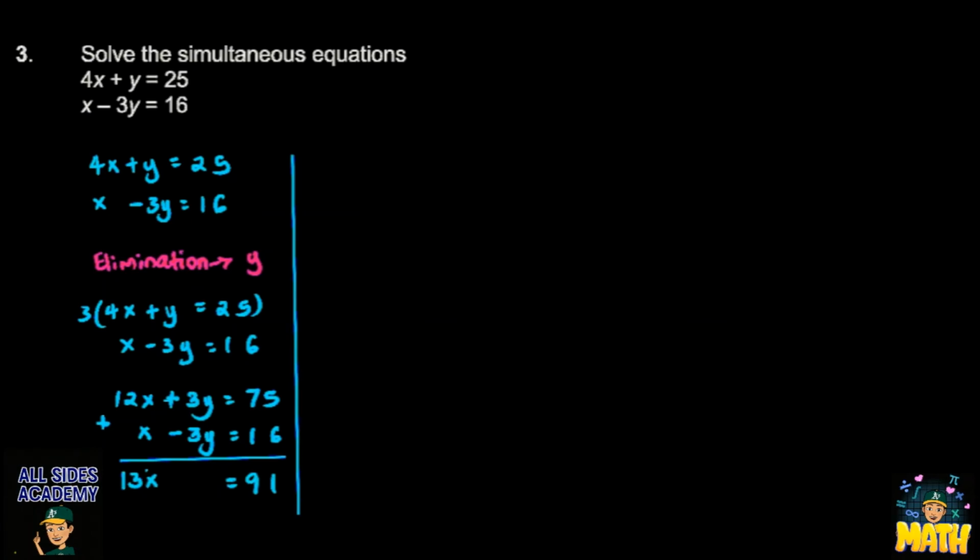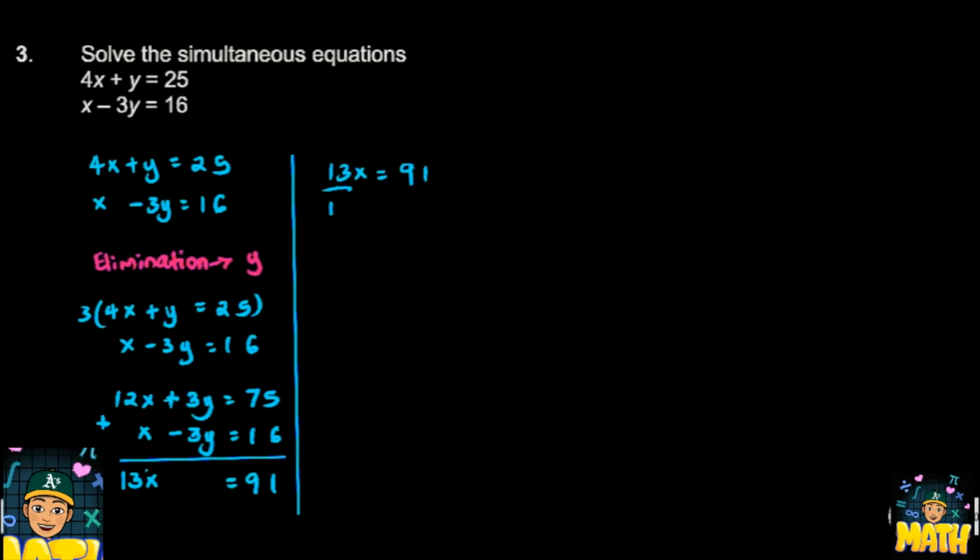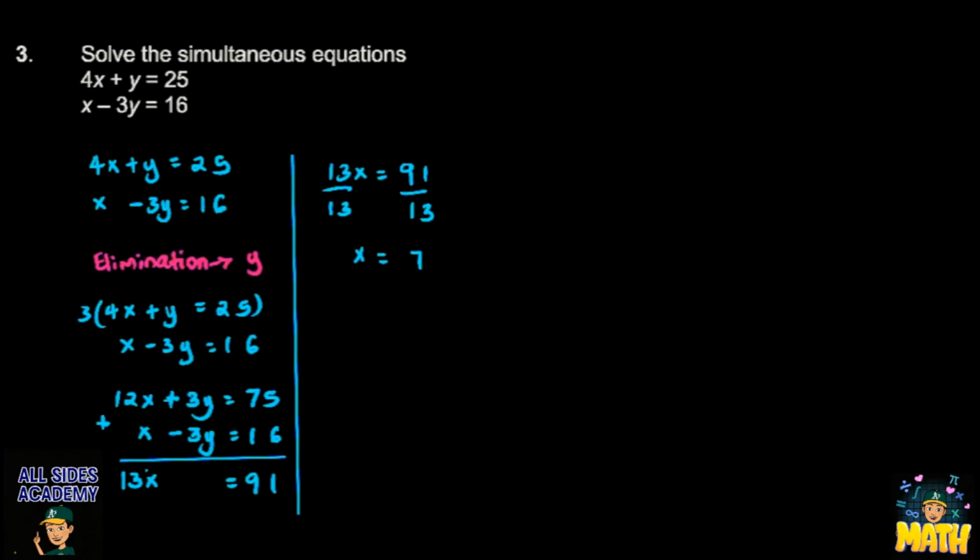So 13x equals 91. So we want to figure out 13 times what number gives you 91. So an easy way is to divide by 13 on both sides. So x equals 91 over 13, which is 7. So the value of x is 7.